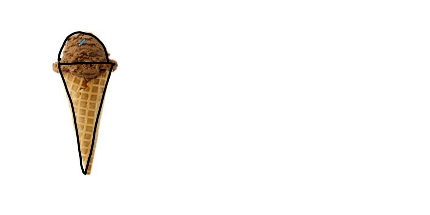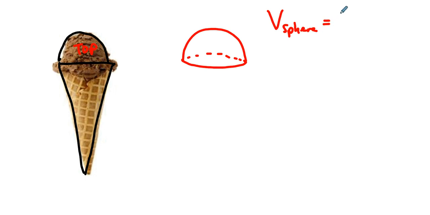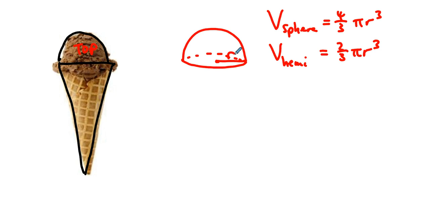Well, the top part is, well, it's a semicircle spun around. It's a hemisphere. And we know that the volume of a sphere is 4/3 pi r cubed. So the volume of a hemisphere is 2/3 pi r cubed, where that's r.